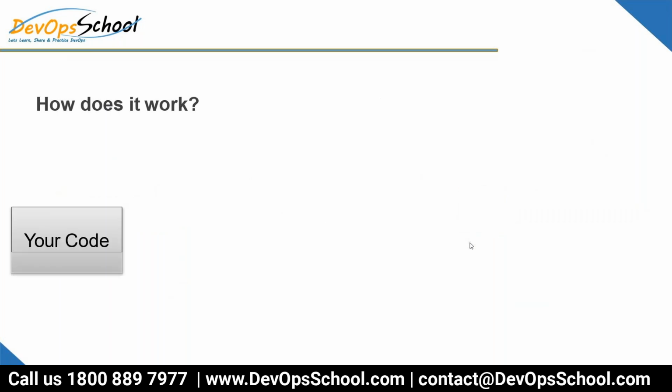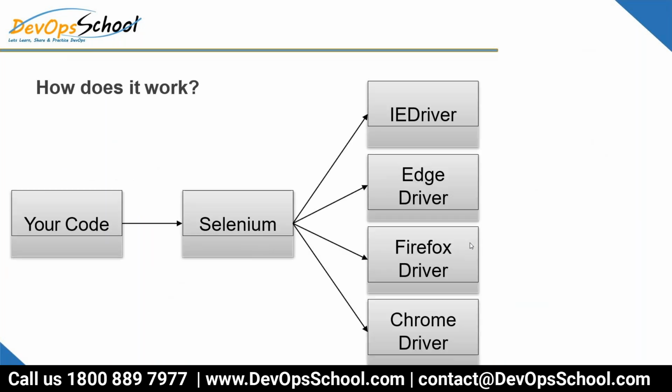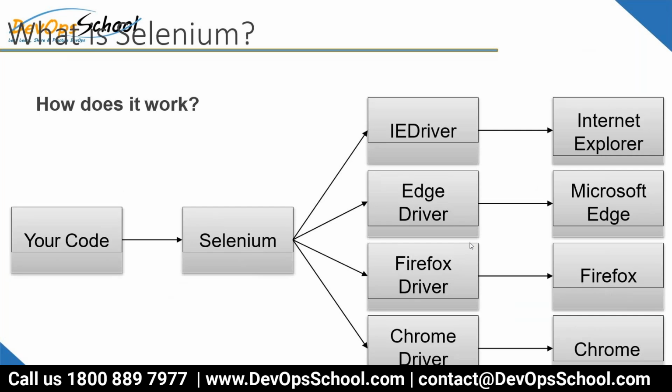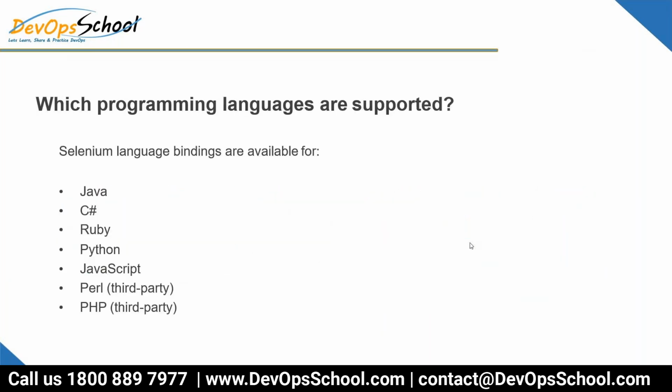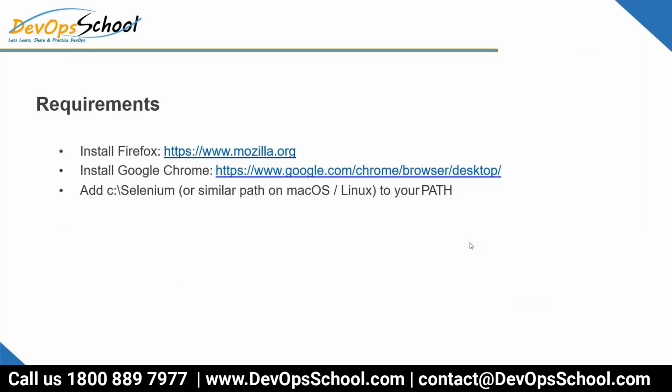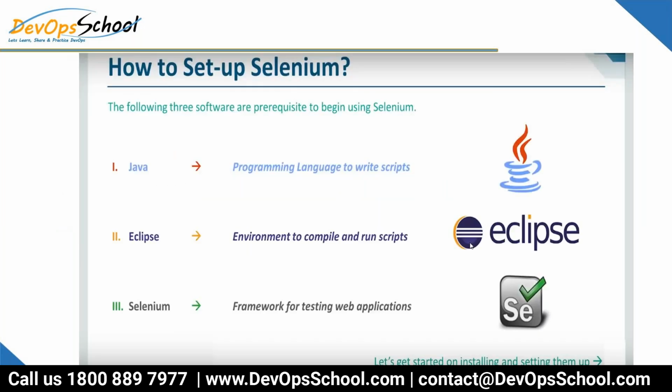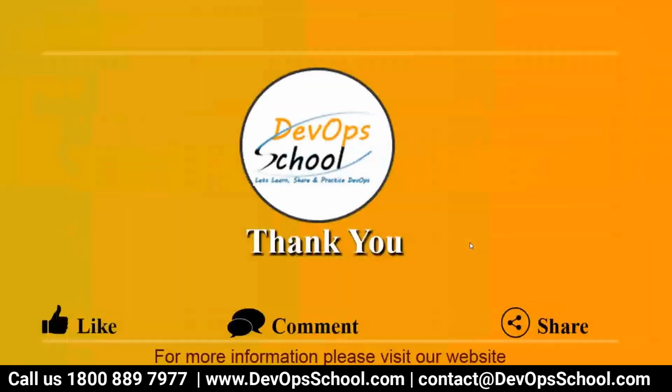And how does it work? I'll discuss that in some time. These are the programming languages which are supported. Today we'll use Java. Though it supports C Sharp, Ruby, Python, JavaScript, Perl, and PHP, in this program we will use Java as a sample language. So how to set up? I'll show you that in a demo.